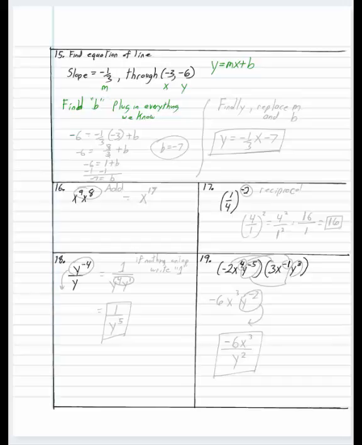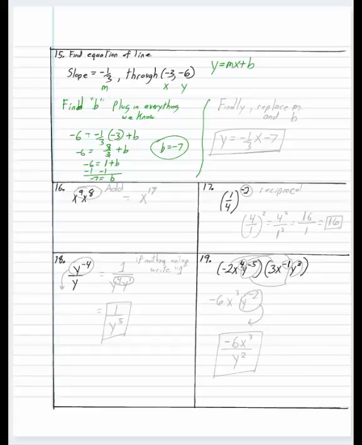So y is going to be negative 6 equals slope, which is negative 1/3, times x, which is negative 3, plus b. Well, negative 1 times negative 3, that's going to be positive 3. But 3 and 3 cross off to become 1. So we're left with negative 6 equals 1 plus b. If we subtract 1, we're left with b equals negative 7.